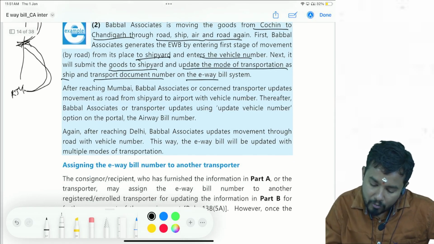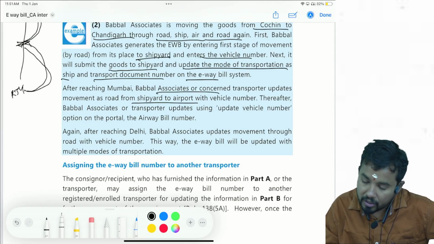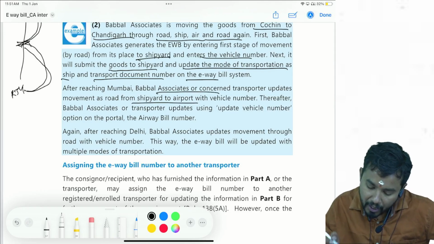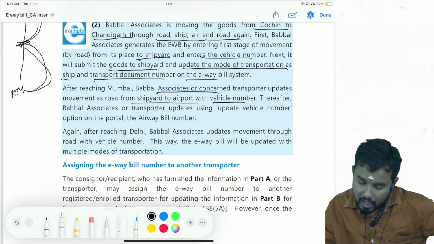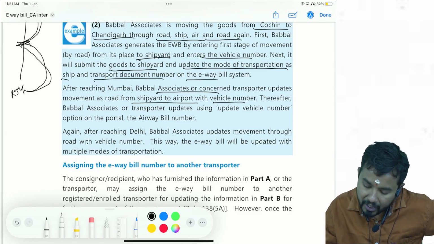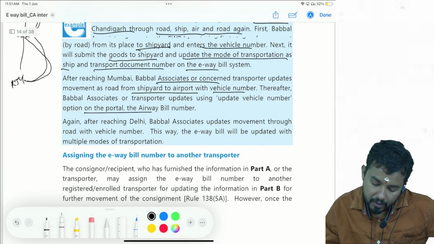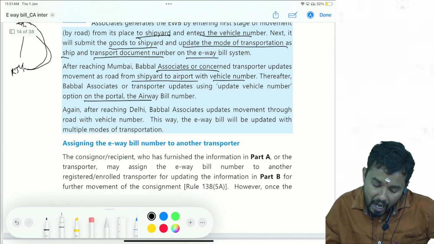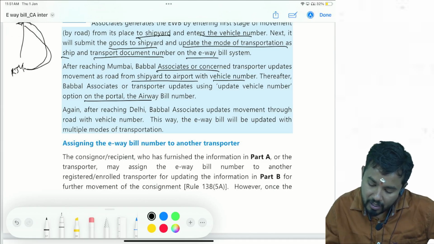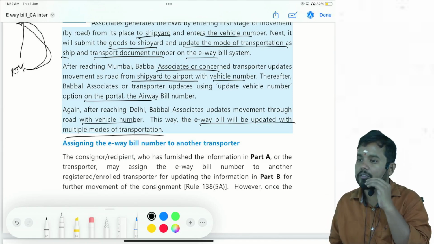Later, after reaching Mumbai, Babal Associates or the concerned transporter update movements as road from shipyard to airport with the vehicle number. Therefore, Babal Associates or the transporter is updating using the update vehicle number option on the portal, with the E-way bill number. Again, after reaching Delhi, Babal Associates update movements through road with vehicle number. This way the E-way bill will be updated with multiple modes of transportation.